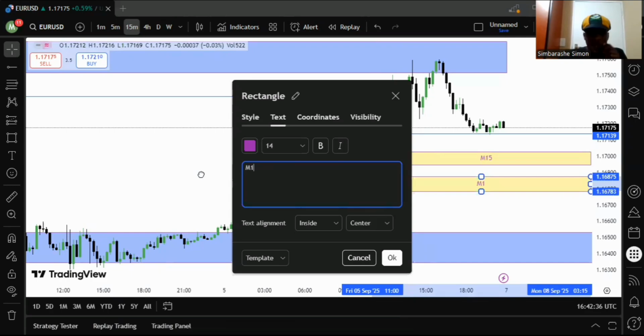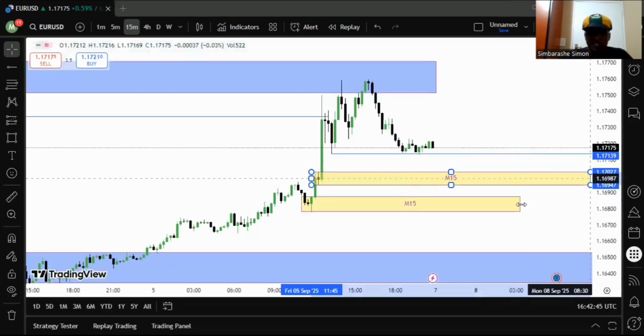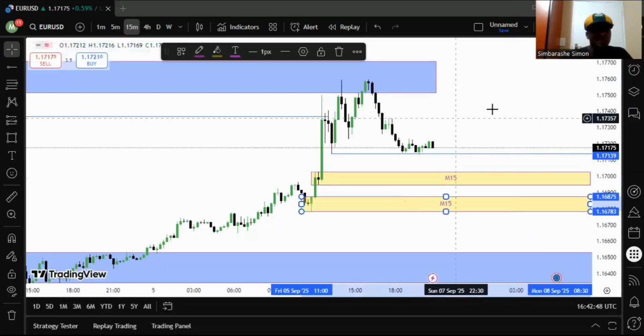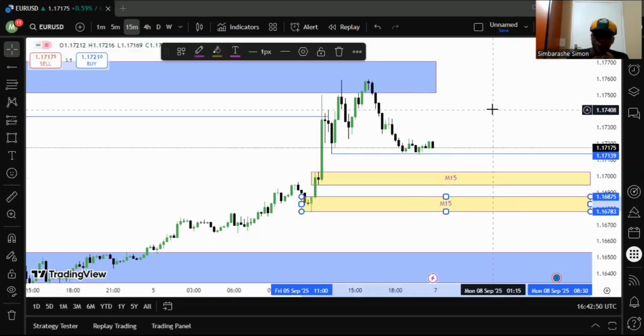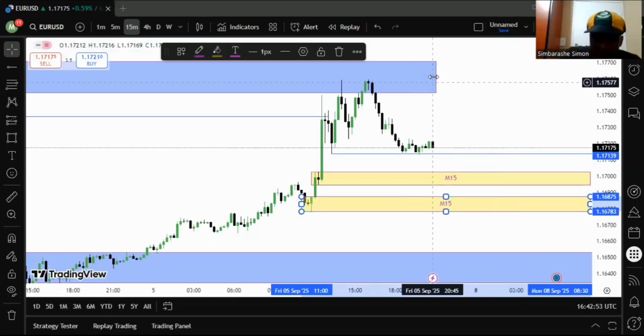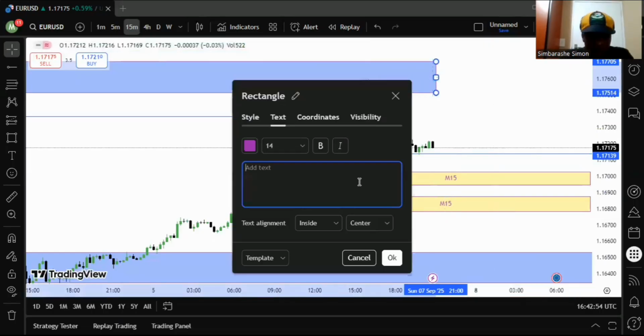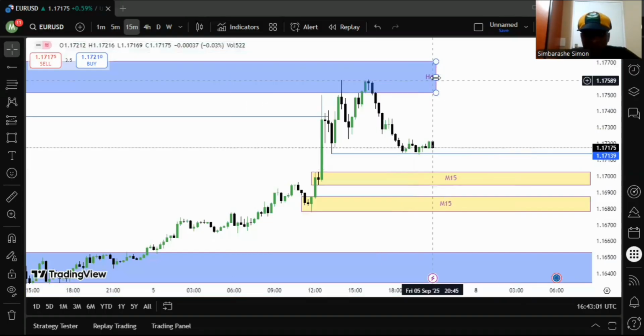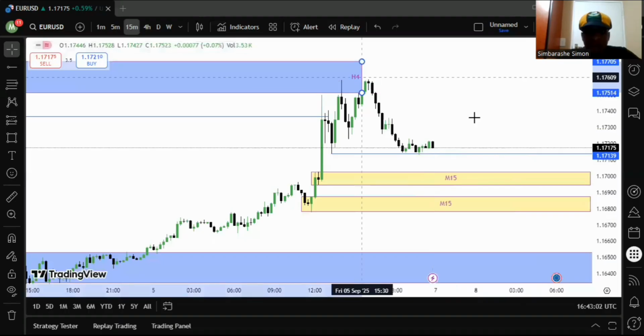Simple. So basically, what do we see currently? What's happening here, guys? Okay, this one is 4 hours, right? So I'm going to label it H4. Then I'll put it to the right side. I hope you can see it, guys. Something like this.